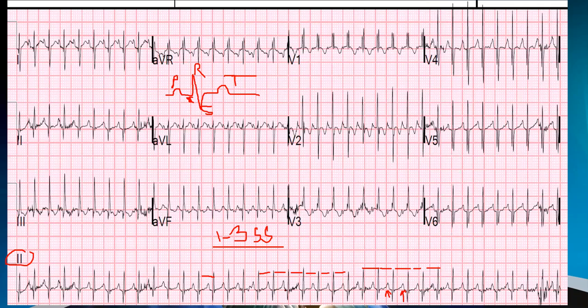After QRS, you have to comment on ST wave changes. There is no ST wave change. You can see there is no ST elevation or ST depression. And then comment on the T wave. The T wave is normal inverted shape. And last, you comment on the QT interval. The QT interval seems to be normal as well.